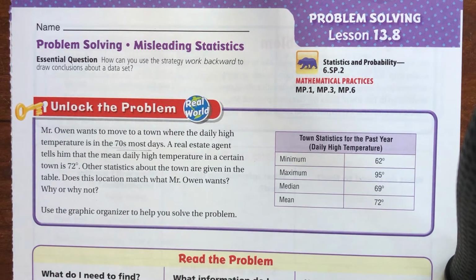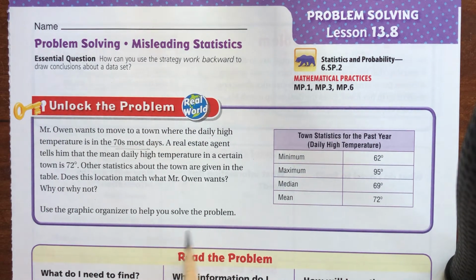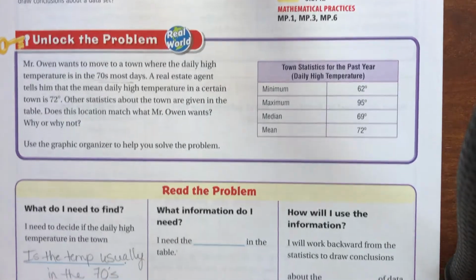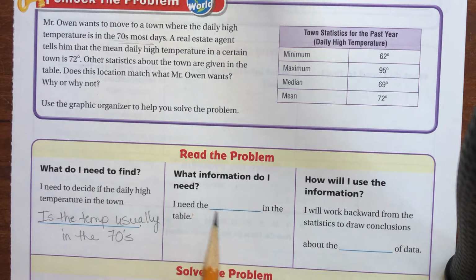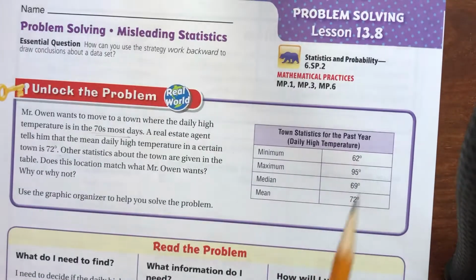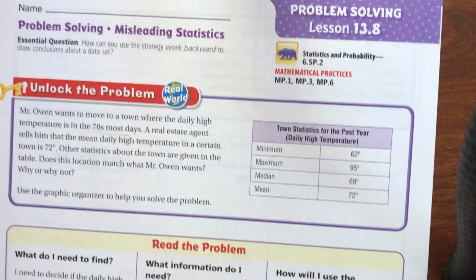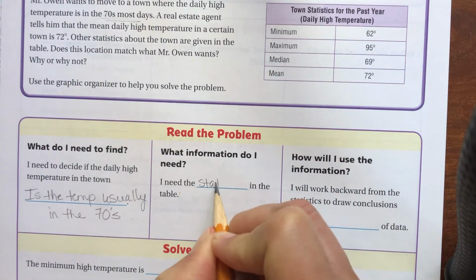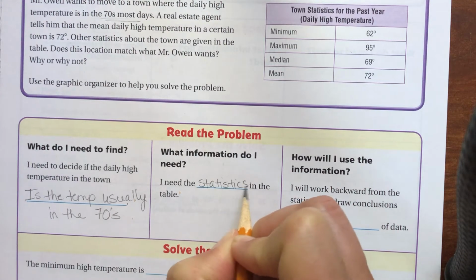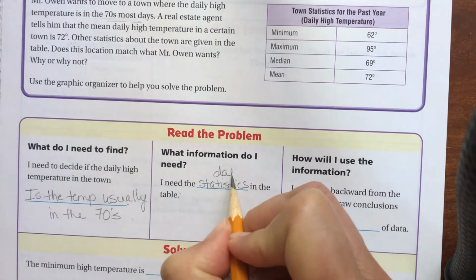Use the graphic organizer to help us solve our problem. So what do we need to find? Well, the first thing we need to find is, is the temperature usually in the 70s? What information do I need? I need the statistics or the data in the table. You could have used either one of those words.